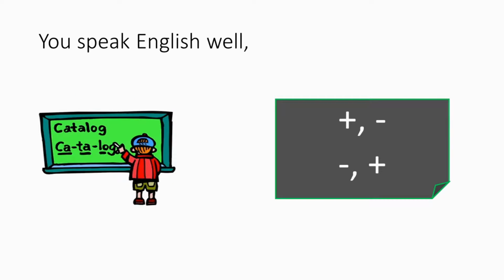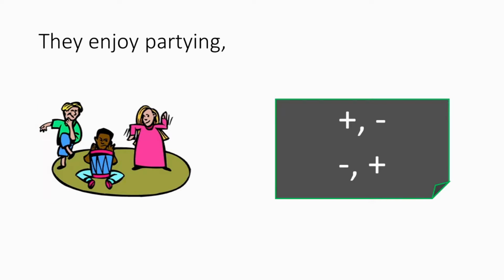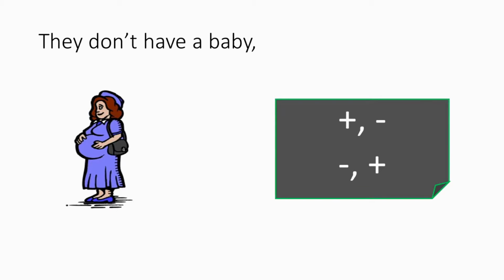You speak English well, don't you? Positive, negative. You don't study history, do you? A negative sentence is thereby followed by a positive tag question. They enjoy partying, don't they? Positive, negative. They don't have a baby, do they? Negative, positive.